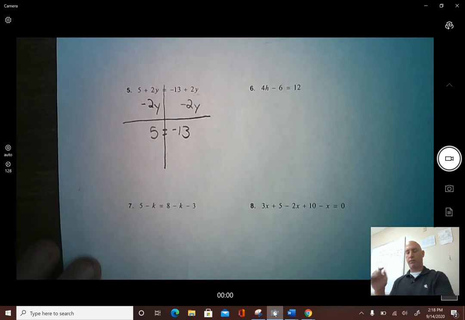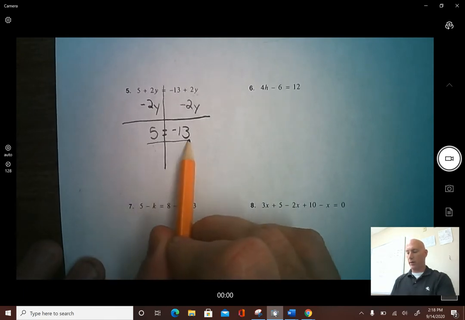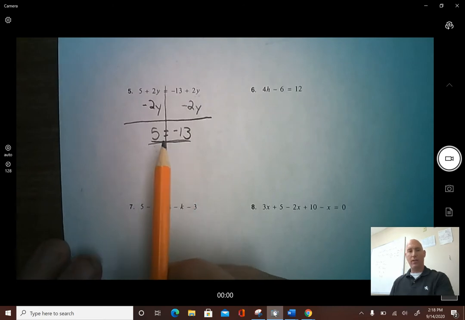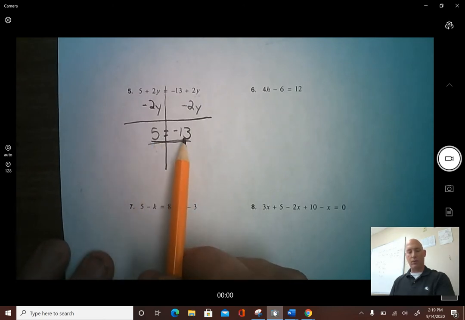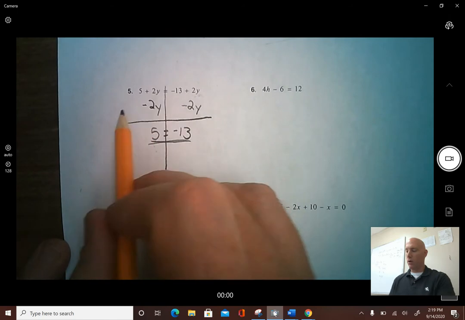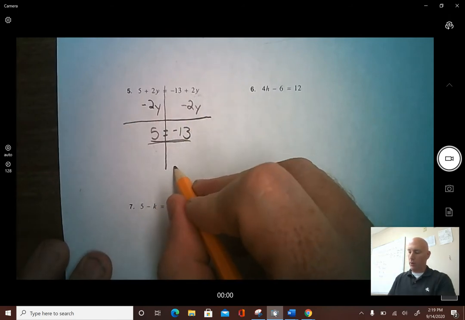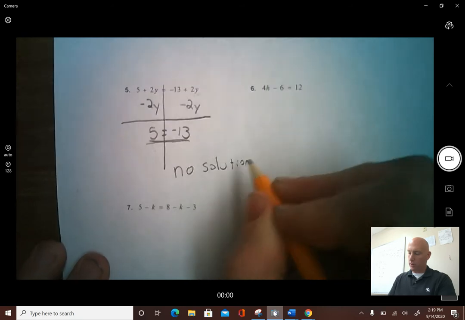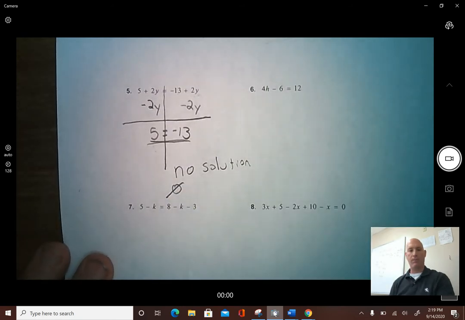Hopefully you have your list in front of you. This should ring some alarm bells. I have a false statement, or I have a contradiction. If you end up with something like 5 equals negative 13, check your work. Okay, all my work's good. So now I know I have no solution. Or you can do the empty set symbol. Okay?